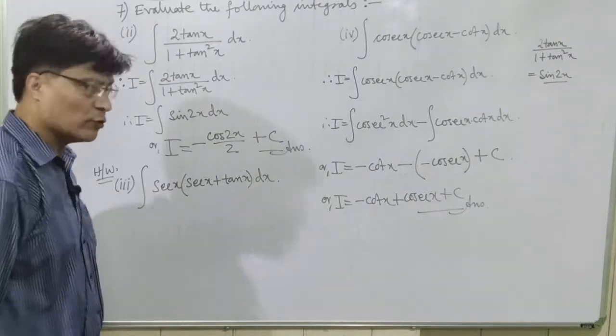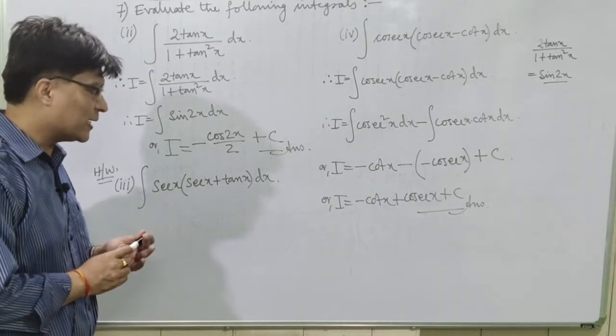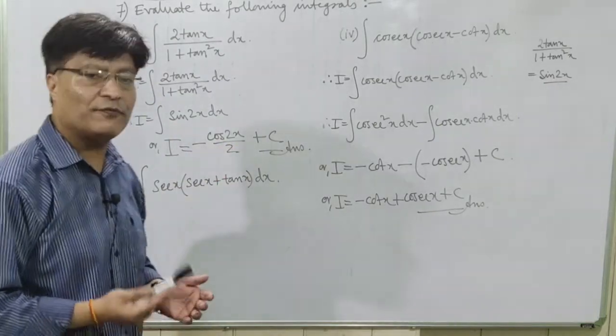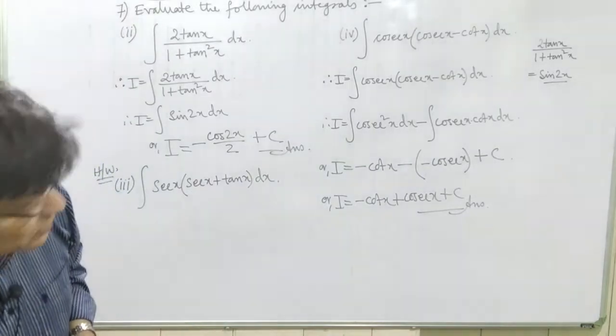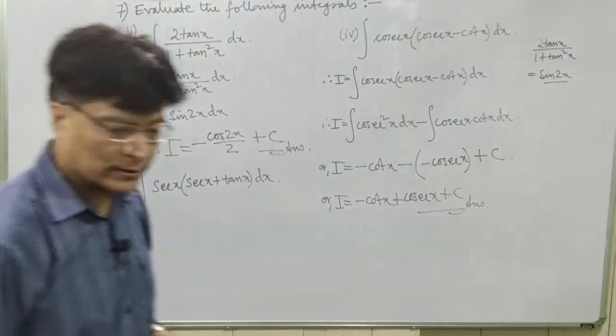So the answer for question number 4 is I is equal to minus cot x plus cosec x plus c. So that is your final answer. I think you have understood it. You can copy it. Now we'll do the next question.